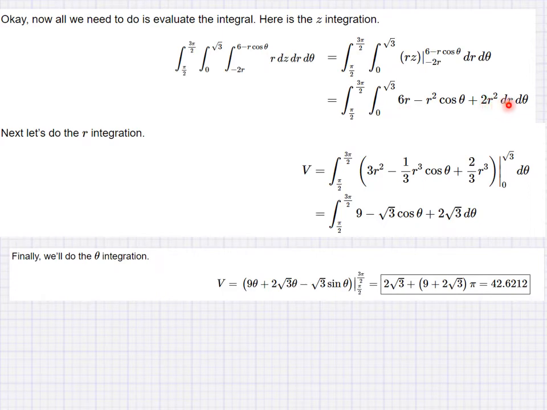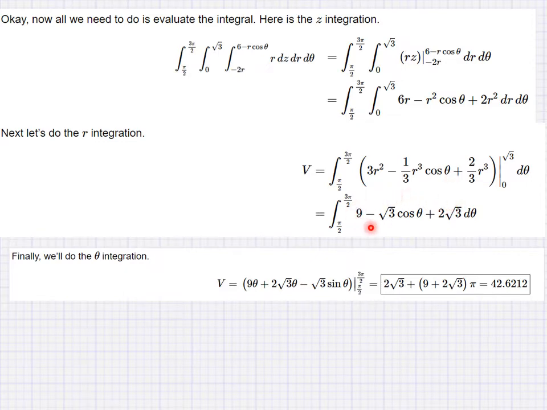Now it comes time to integrate that with respect to r. Pretty easy. 6r goes to 3r squared. r squared is 1/3 r cubed, and 2r squared is 2/3 r cubed. Here, the cosine theta is a constant multiple in terms of r, so it just sits there. We're going to plug in square root of 3 for r, and then 0. Nice thing is when you plug in 0, you get 0 for each one of these. So it's really just square root of 3. Here, you get square root of 3 squared times 3, which is 9. Square root of 3 cubed times 1/3 gives me square root of 3. And square root of 3 cubed times 2/3 is 2 times square root of 3.